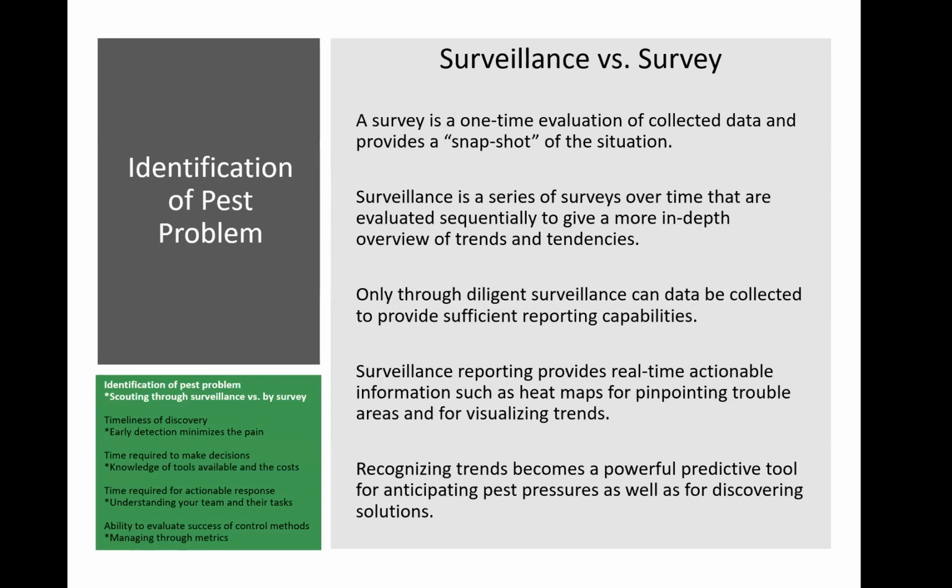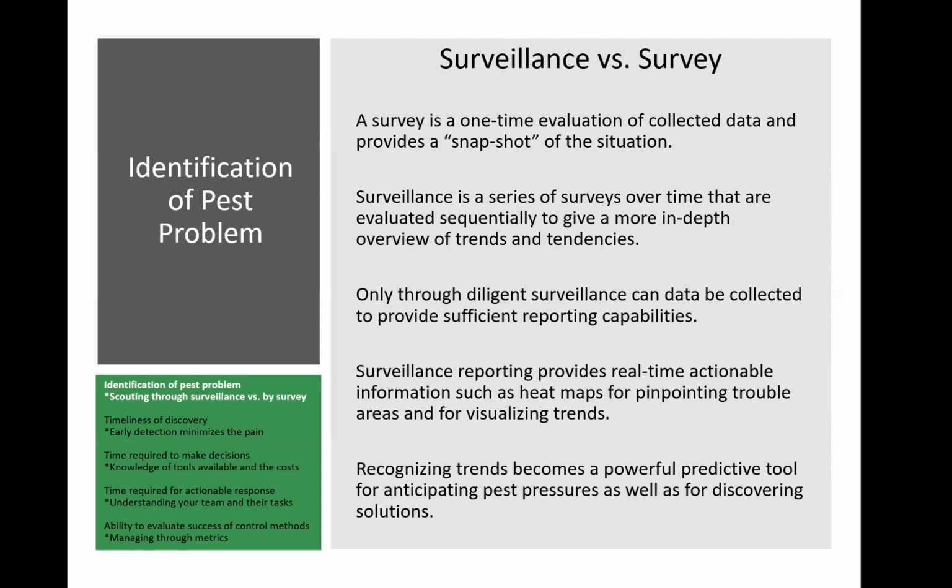For identification of pest problems, you have methods like surveillance versus survey. Now, a survey is a one-time evaluation of collected data and provides a snapshot of the situation. It doesn't give you a feel for increasing or decreasing populations or even overall density of pest pressures. Surveillance, on the other hand, is a series of surveys over time that are evaluated sequentially to give a more in-depth overview of trends and tendencies.